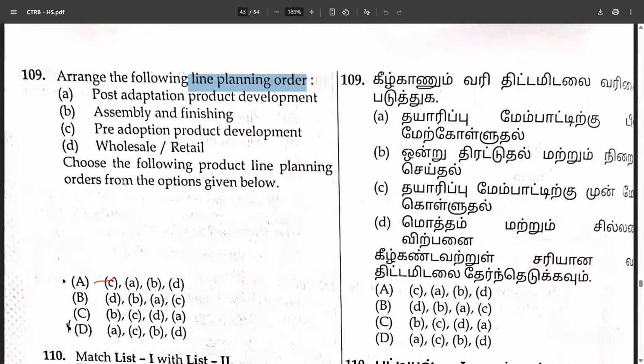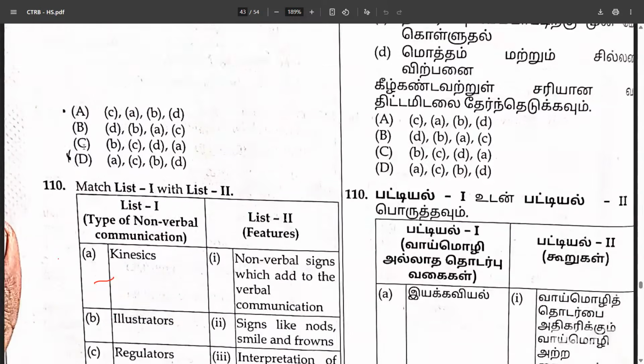Line planning order. Okay. So first will be pre-adoption product development. Then there will be post-adoption product development. Then there will be assembly and finishing. And at the end, wholesale and retailer.